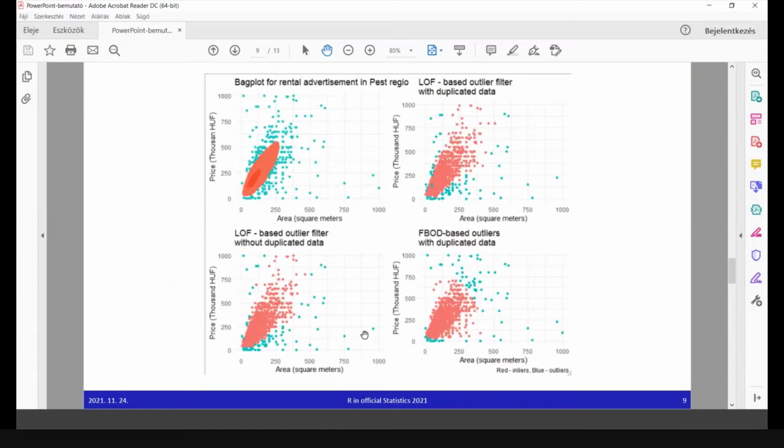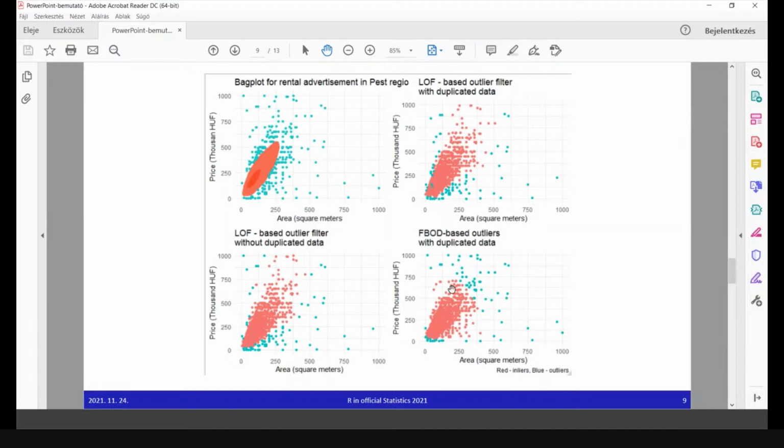So here are the results that I have for this database. I didn't mention the bagplot. The bagplot in essence is a two-dimensional box plot. It is really good to identify these core observations that we have, but the problem is that it will mark many of the observations as outliers.